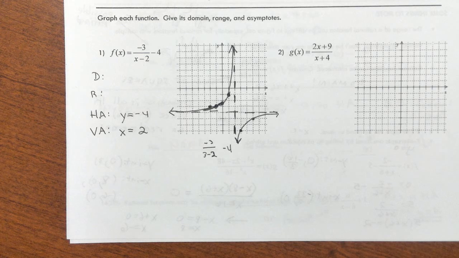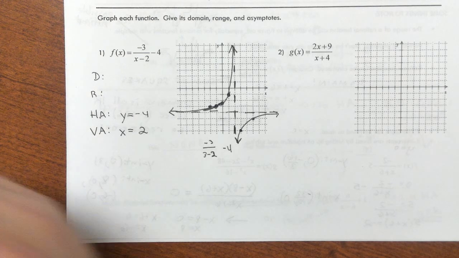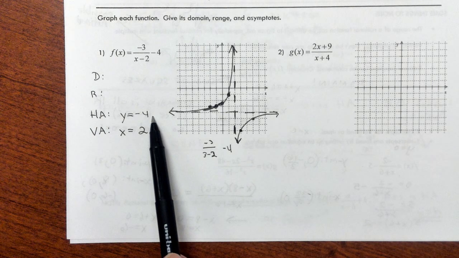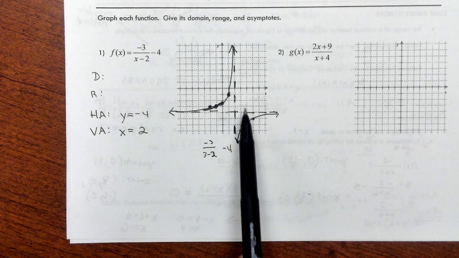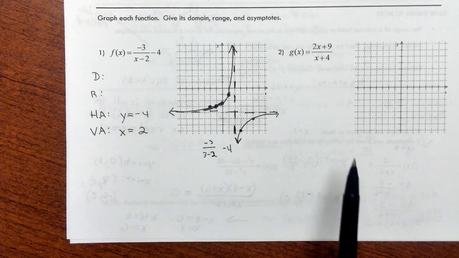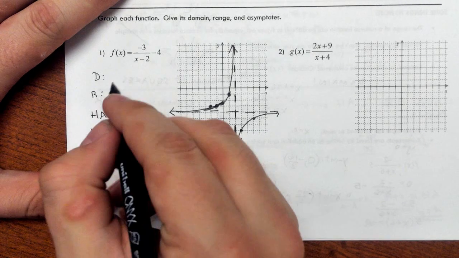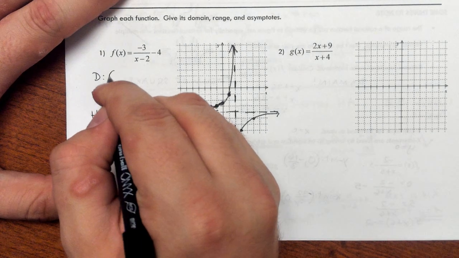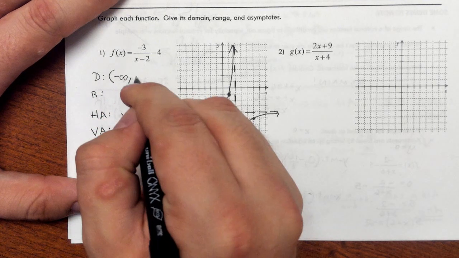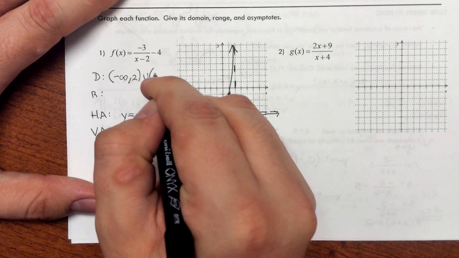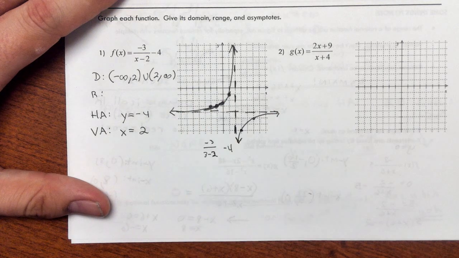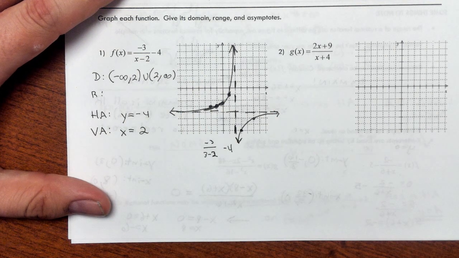general idea. So my domain, well, I have no holes or anything here to worry about. My domain, x goes from negative infinity up until I reach this asymptote, and then on the other side of the asymptote, I have an infinite number of points. So I can see my domain is everything but 2. So in interval notation, we can say negative infinity to 2, union 2 to infinity.